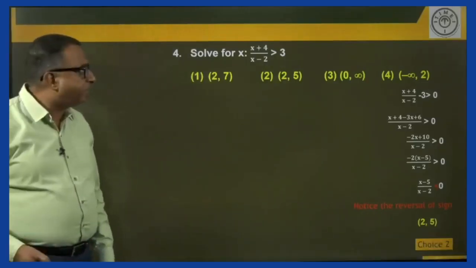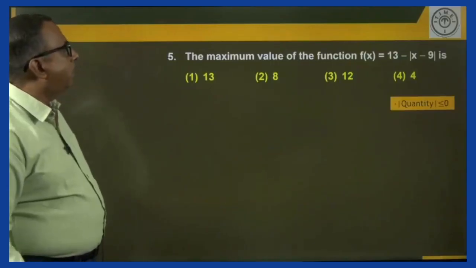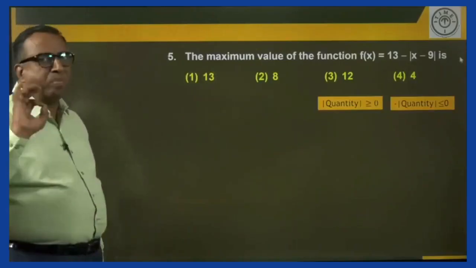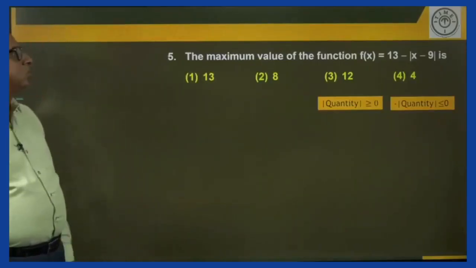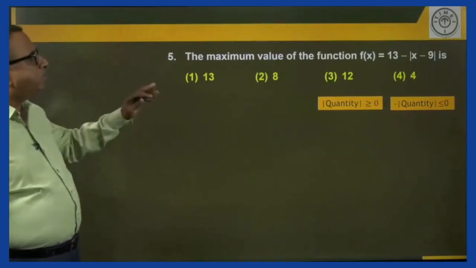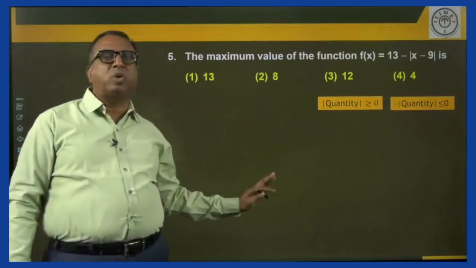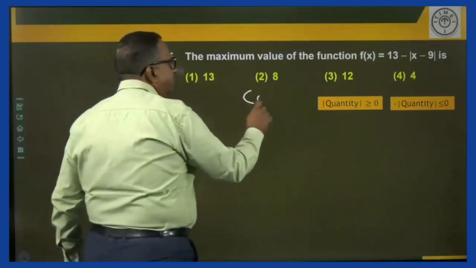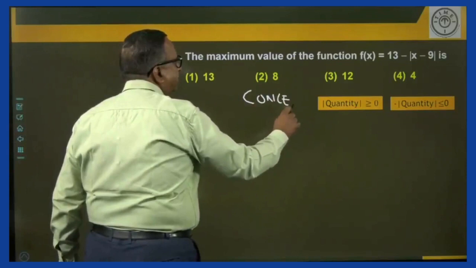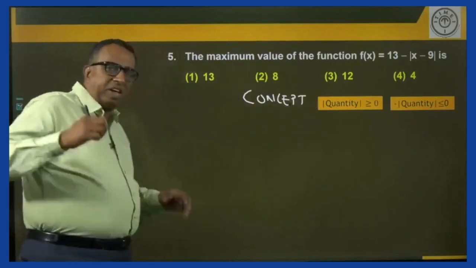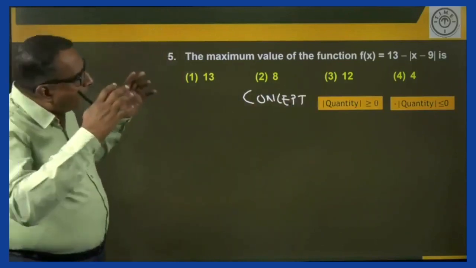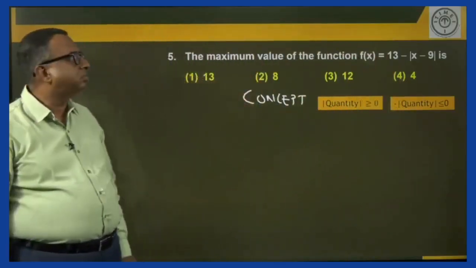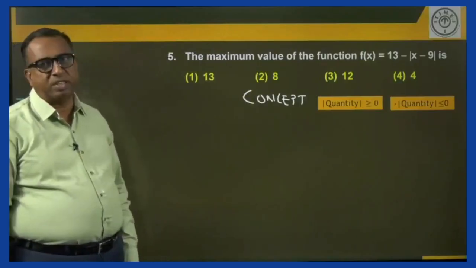Yeah, we come to question number 5 now. Question number 5. Two things are very important for this problem. Any quantity, if you take modulus of that quantity is always greater than or equal to 0. Please write this. It's a very important concept. Modulus of any quantity is greater than or equal to 0. Minus of modulus of any quantity is always less than or equal to 0.